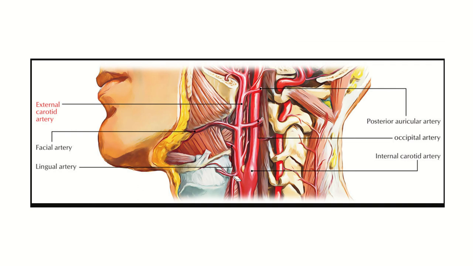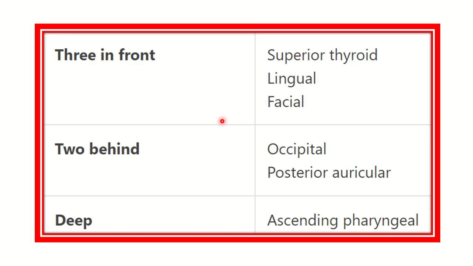First of all, this is the superior thyroid artery, and here the lingual artery and facial artery, and they are all located anteriorly. Here we can see the posterior auricular artery and occipital artery, which lie posteriorly, and the ascending pharyngeal artery lies medially, not shown in this picture. So this box is very important. 3 from in front: superior thyroid, lingual, and facial. 2 from behind: occipital and posterior auricular. Deep is the ascending pharyngeal, the medial branch, and 2 terminal branches: superficial temporal and maxillary artery.